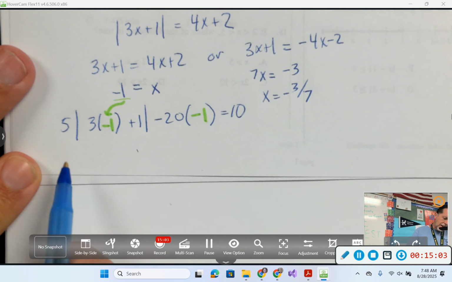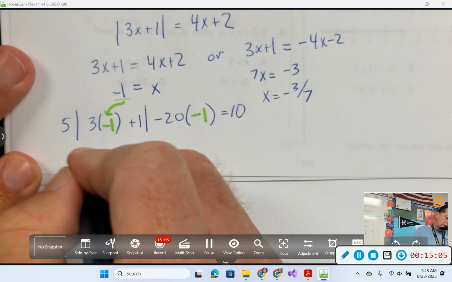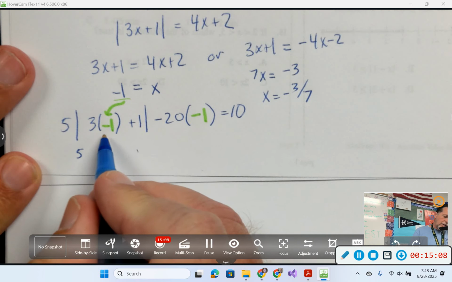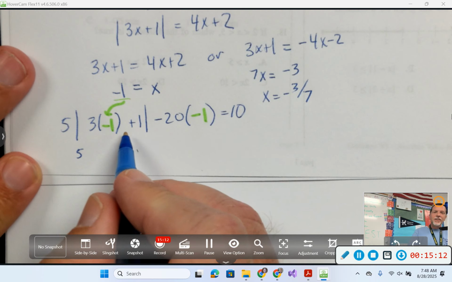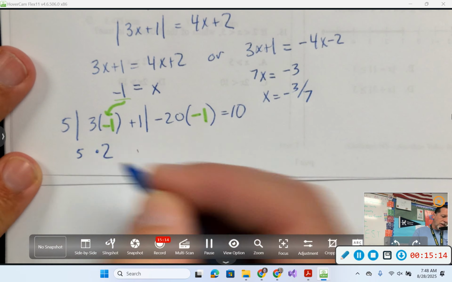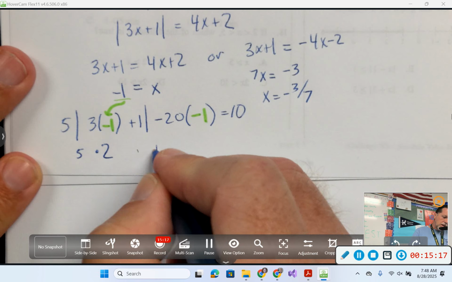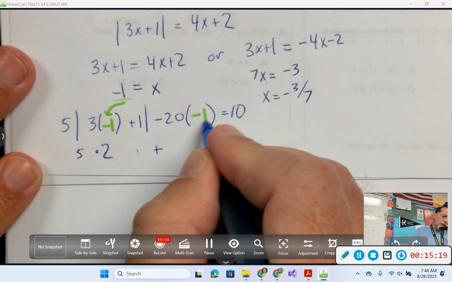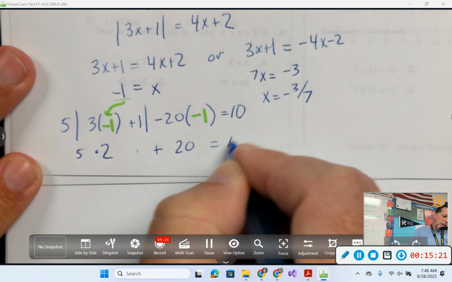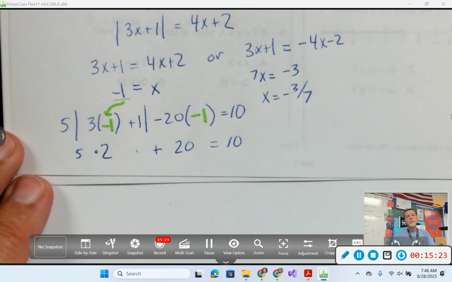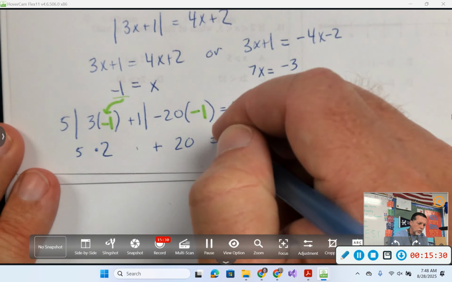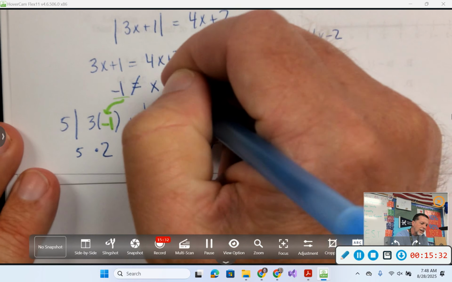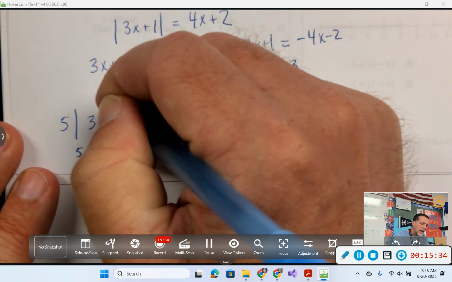Okay, let's see. Well, can't do all this in my head. Negative 3 plus 1 is negative 2. What's the absolute value of negative 2? 2, so 5 times 2. Plus negative 20 times negative 1 would be a plus 20 equals 10. Wait a minute. 10 plus 20 equals 10. That's not true. That means that x does not equal negative 1. That's extraneous.